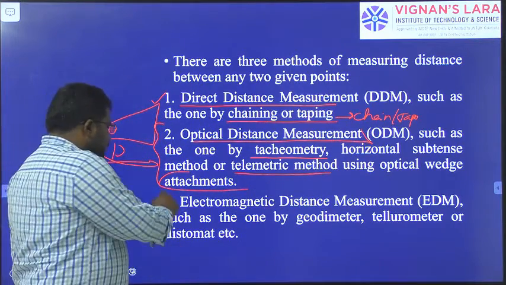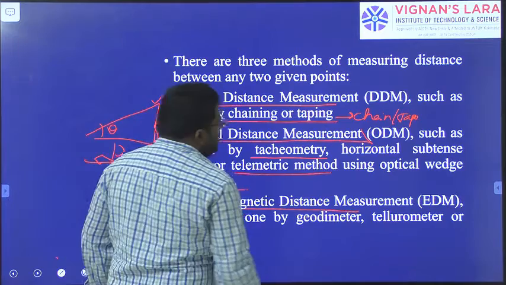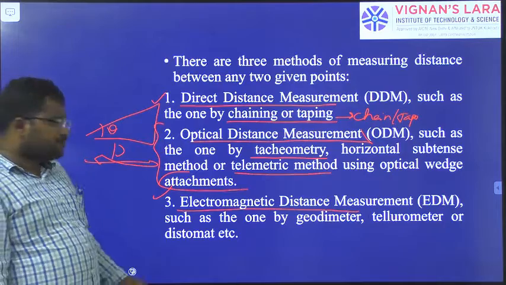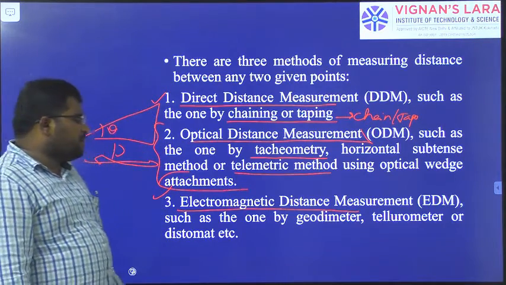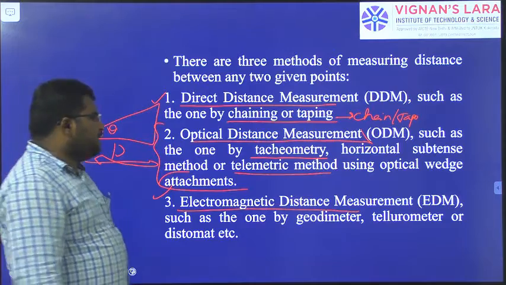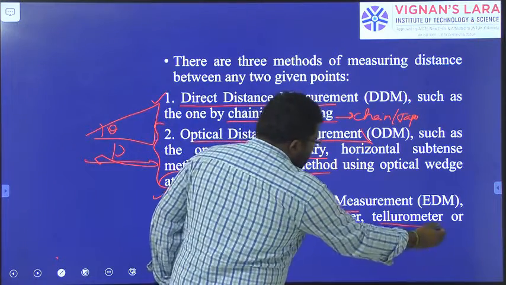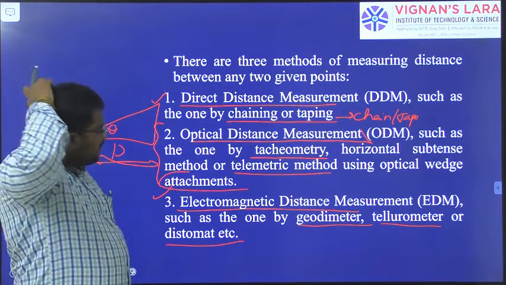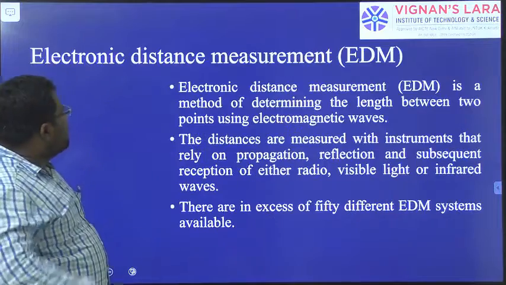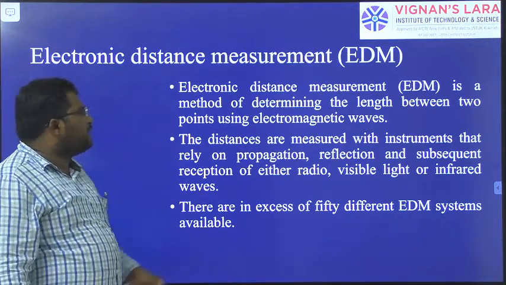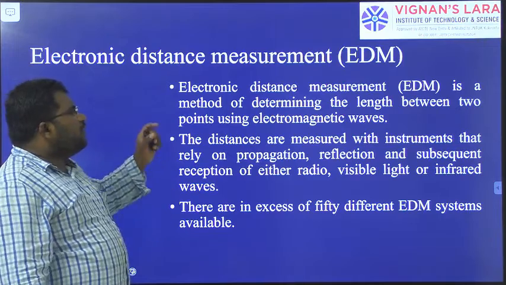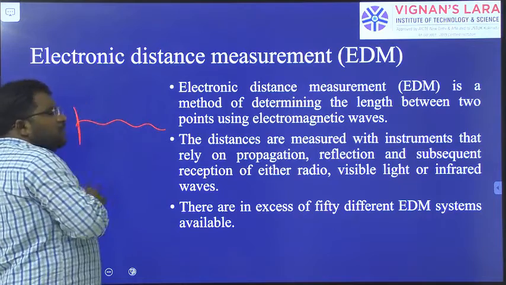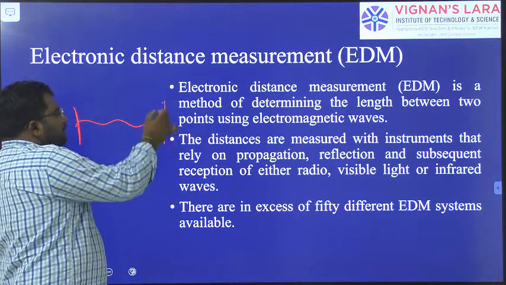Then coming to the third one, electromagnetic distance measurement, that is EDM. Here you can call it electronic, why? Because we are going to use electromagnetic rays for the measurement of distance. This is done by instruments called geodimeter, tellurometer or distomat. These kinds of instruments are used in electromagnetic distance measurement. Here we are going to use the electromagnetic rays emitted from the instrument that is going to touch wherever you want to measure.